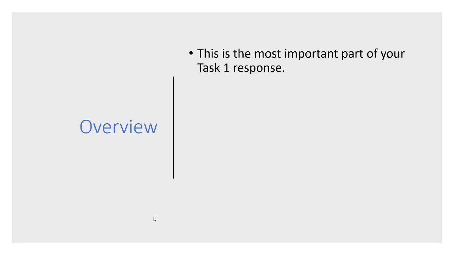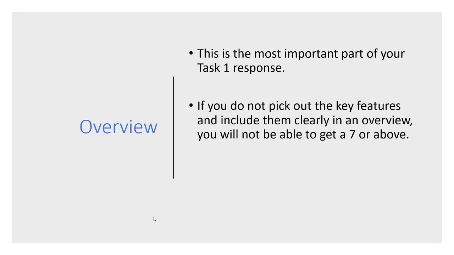Okay, so we've done our introduction. Now we need to skip a line and start our overview. This is the most important part of your task 1 response. If you do not pick out the key features and include them clearly in an overview, you will not be able to get a 7 or above. I'll repeat that. If you do not pick out the key features and include them clearly in an overview, you will not be able to get a 7 or above.